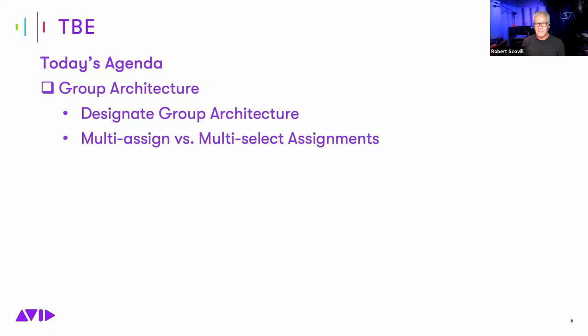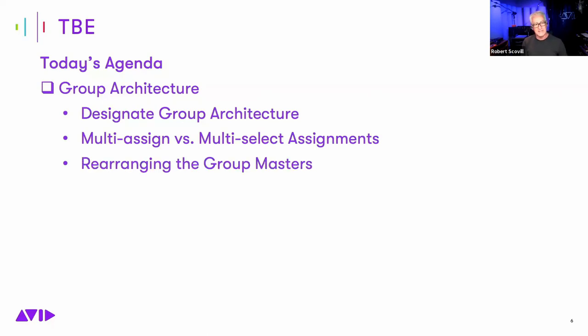So here's our agenda today. Here's what we're going to cover. We're going to talk about how to create a group architecture, how to designate the number of groups that you want to use versus auxes, etc. We're going to talk about the multi-assign versus the multi-select workflow to do assignments. And then, of course, we're going to talk about how to rearrange those groups.